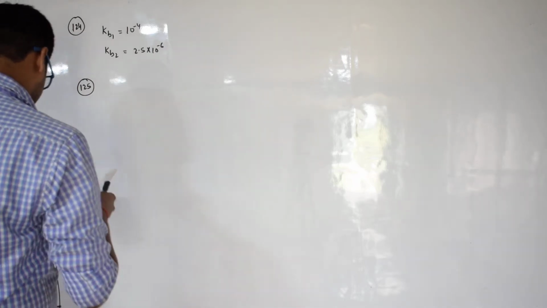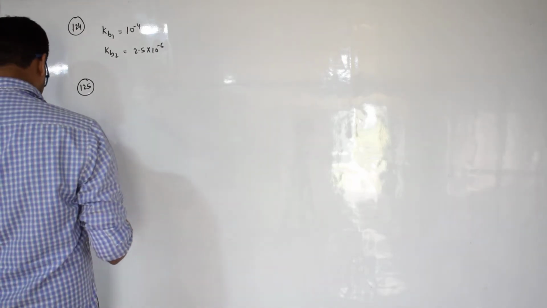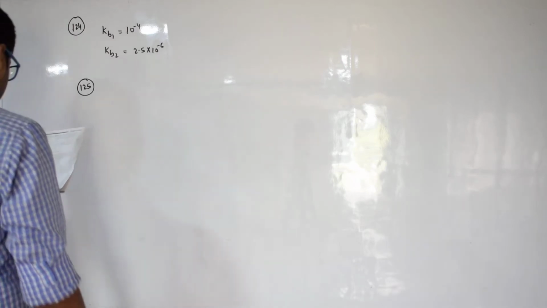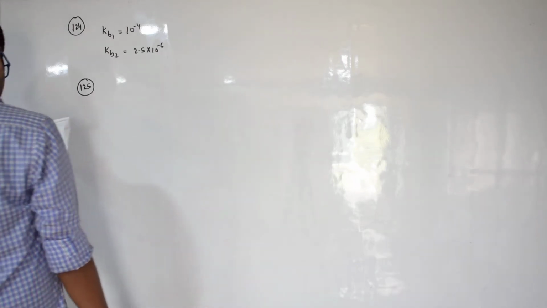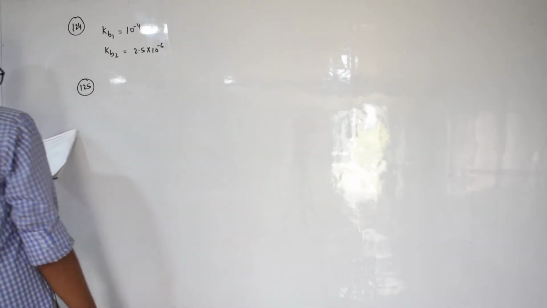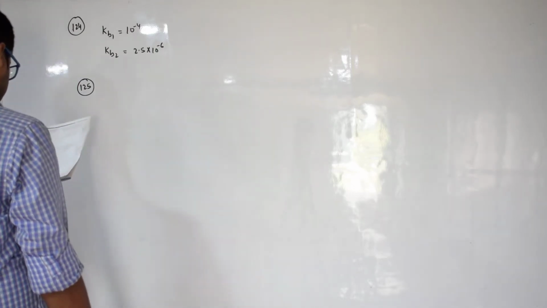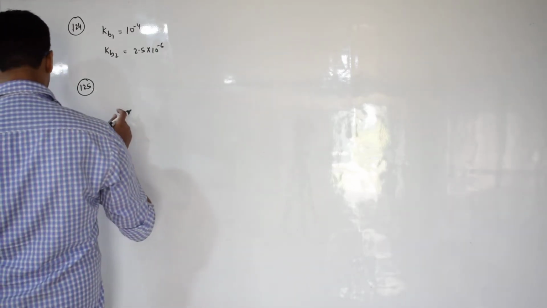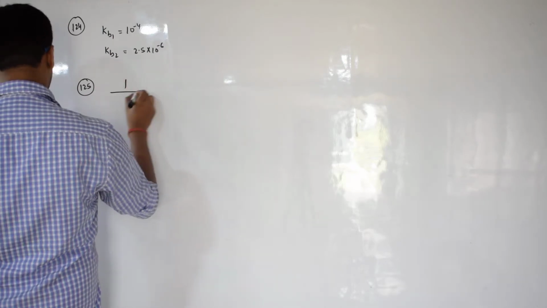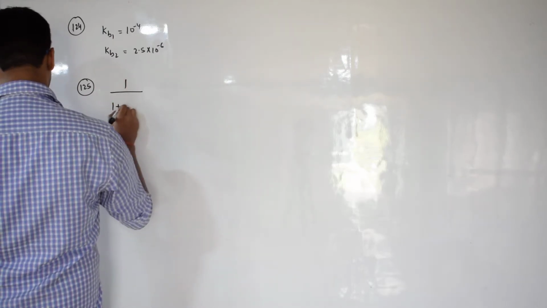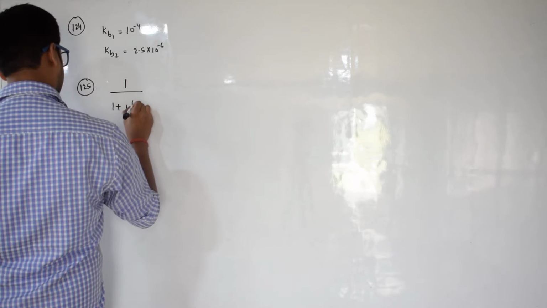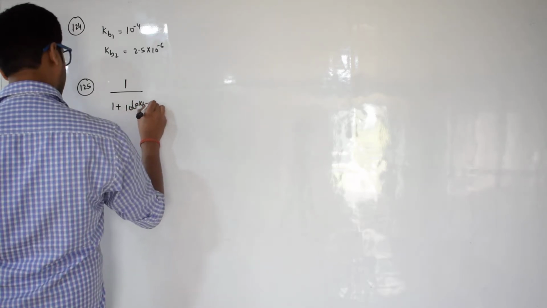For percentage of BOH, which of the following expression for percentage dissociation of monoacidic base in aqueous solution at appreciable concentration is not correct? One upon 1 plus 10 raised to pKb minus pOH.